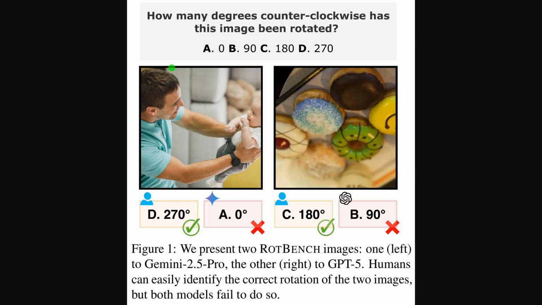Here we are, looking at the teaser figure that sets up the task. The top prompt asks a simple multiple-choice question about how many degrees counterclockwise the image has been rotated, which is exactly what the benchmark measures.